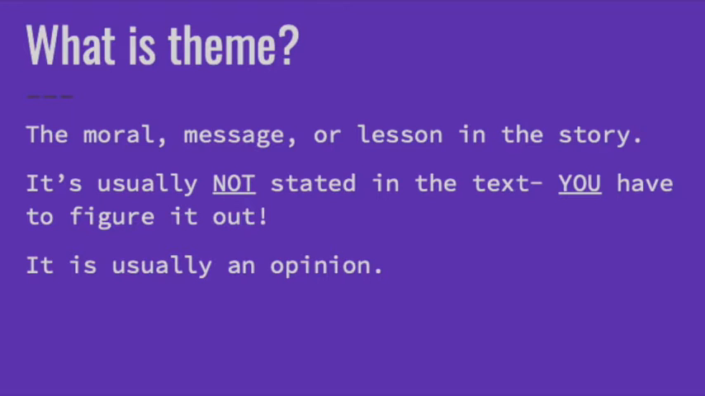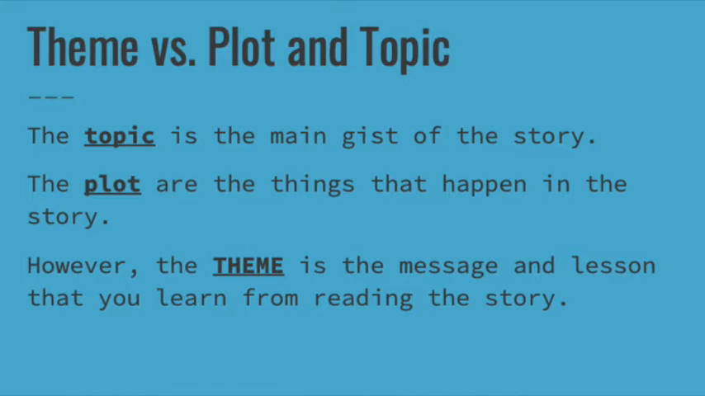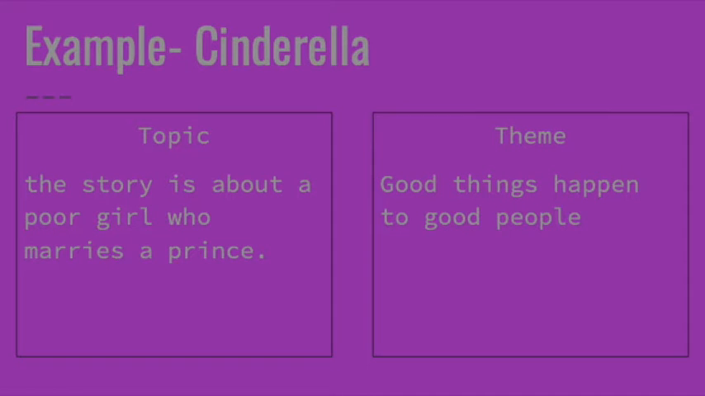So typically the theme is an opinion, and there could be multiple themes for a story. So there's not just one, and so what Susie gets, George, you may get something different. A lot of people confuse theme with plot and topic. So topic is the main gist of the story, and we just learned what the plot is, but as a reminder, it is things that happen in the story. So the theme is the message and lesson you learn from reading the story and from the plot of the story. I now have 3 examples of stories that we have previously read in class.